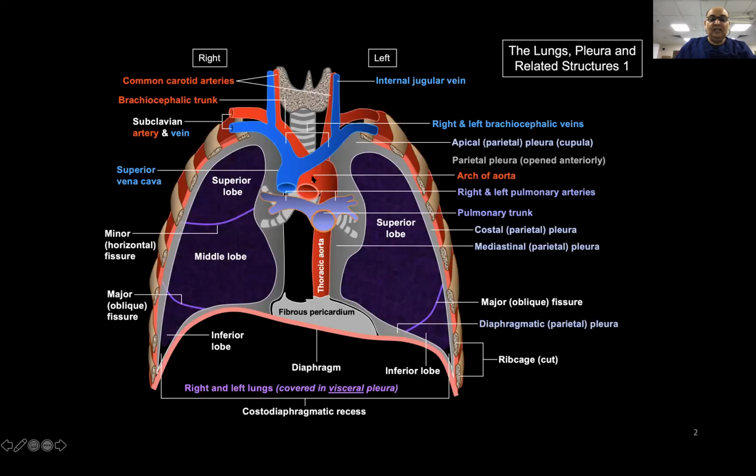You can see it's coming all the way at T4 level, which you cannot see at this moment, but you can see it's been bifurcating into right and left main principal bronchi, right for right lung, left for left lung, and then they divide and redivide and redivide. We will be talking in our next lecture in detail about this.